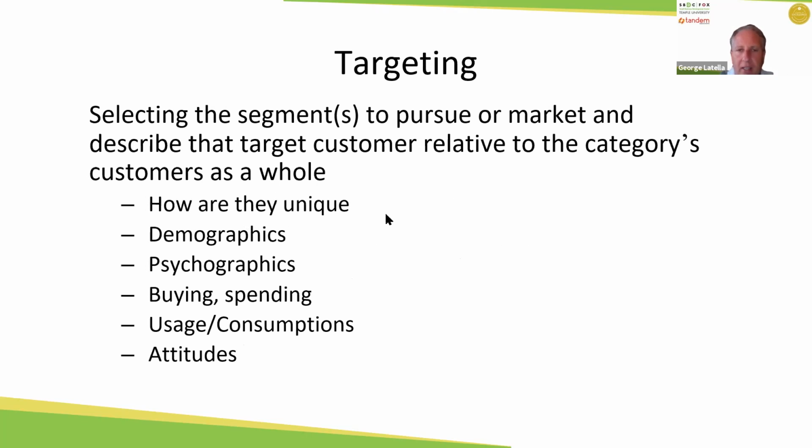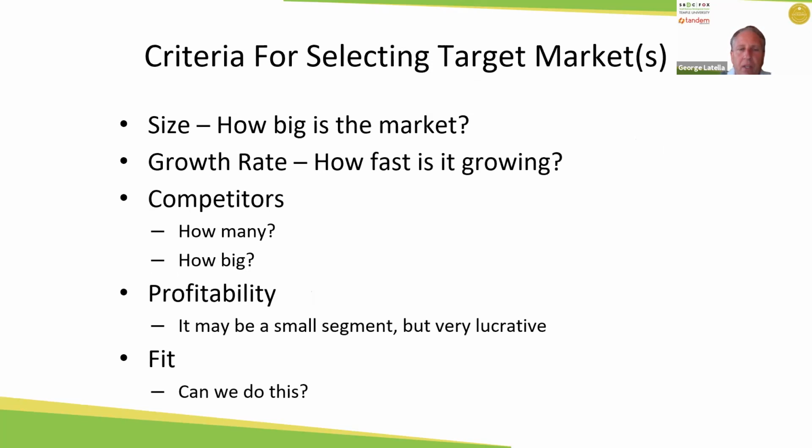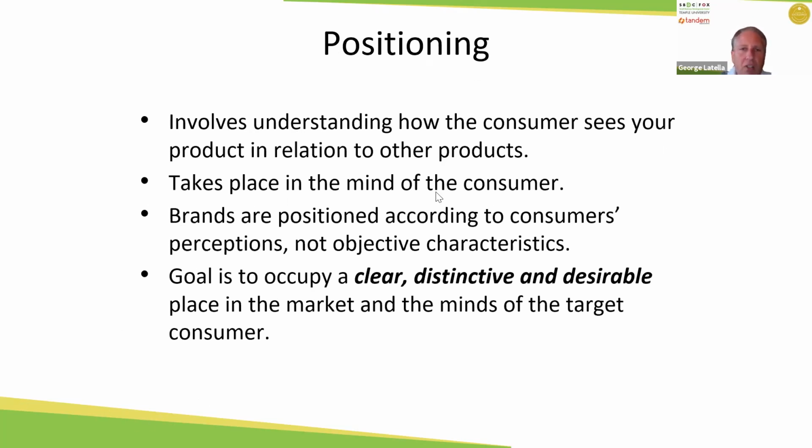So when we think about targeting, we want to think about maybe how they're unique. Again, we talked about all these different ways to describe them. And then we can explain this to the customer. We can explain this to the ad agency. We can explain this to the bank. There's a lot of people we need to explain this to. And maybe one way we think about this is how big is the market? How fast is it growing? Who's the competition? Is it profitable? Is this something that I can do? Does it fit with what we're currently doing if you already have a company? And then from that, and Mark's going to talk about this next week, this is really more from a communication standpoint, but we want to occupy a clear, distinct, and desirable place in the mind of the customer.